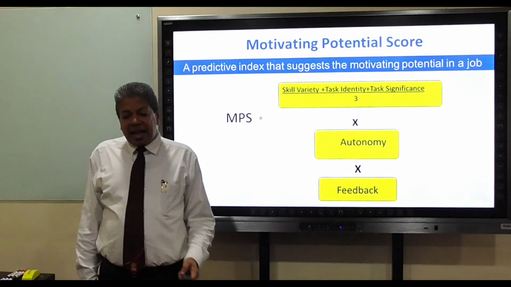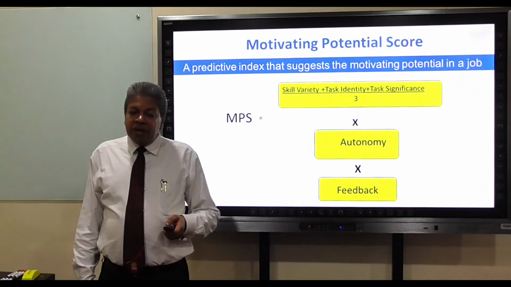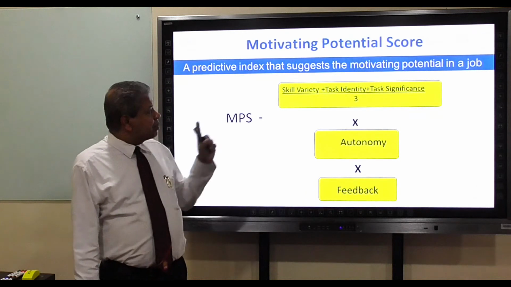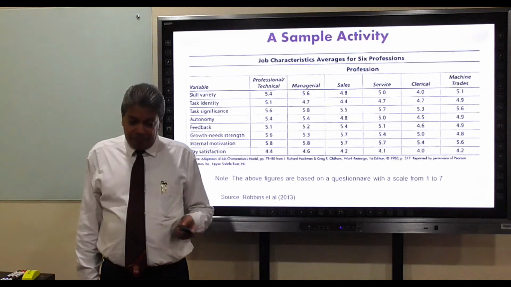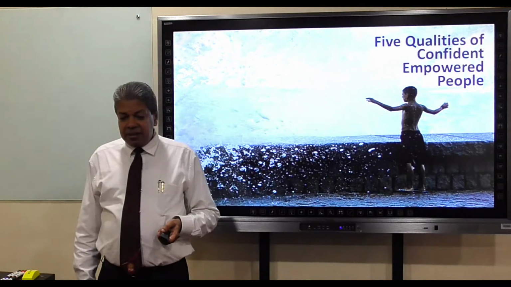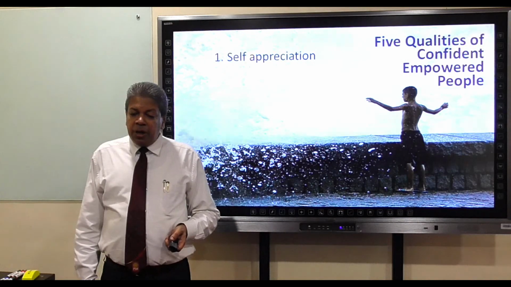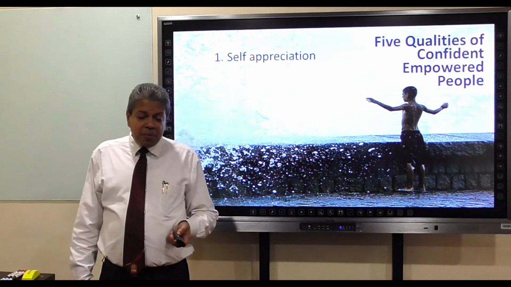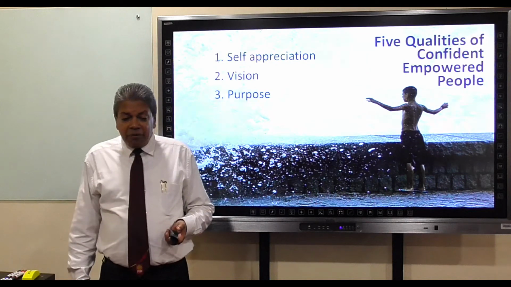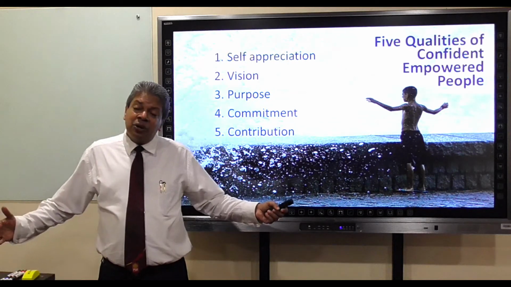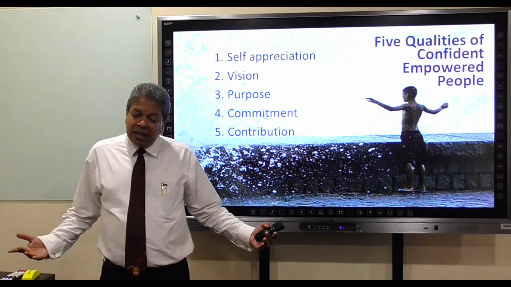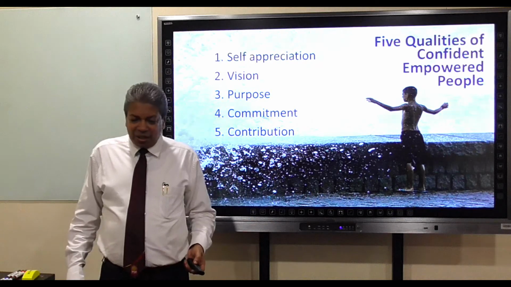So MPS, we did a calculation. MPS, motivating potential score. It's a predictive index that suggests the motivating potential in a job. So we did a sample activity, and we looked at a beautiful video: 5 qualities of confident, empowered people, self-appreciation, vision, purpose, commitment and contribution. So that concluded perhaps the deepest and the broadest discussion we had.